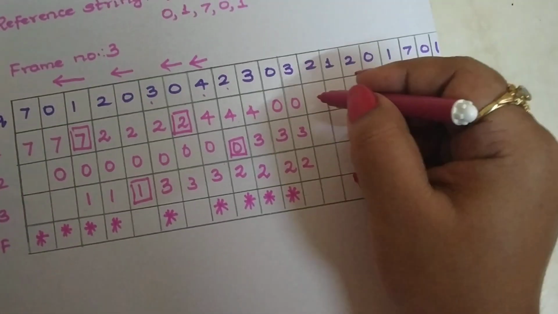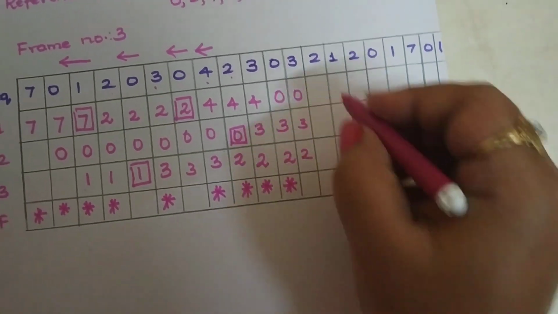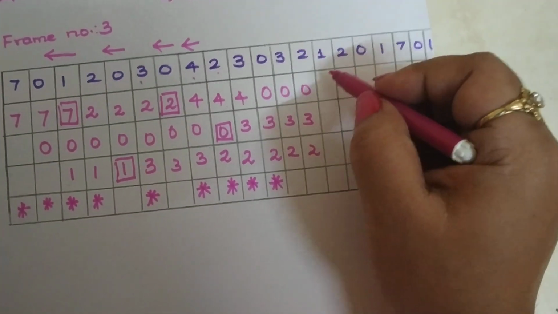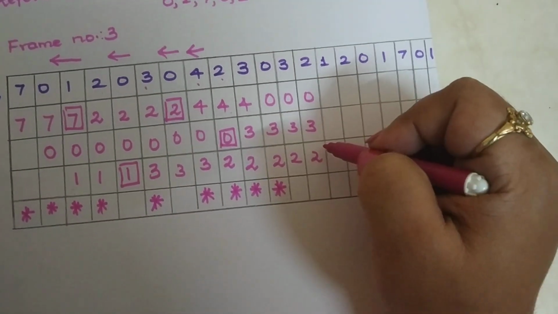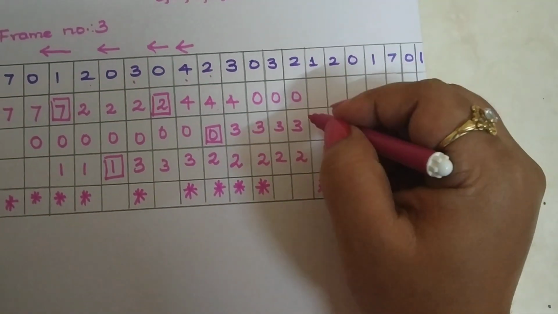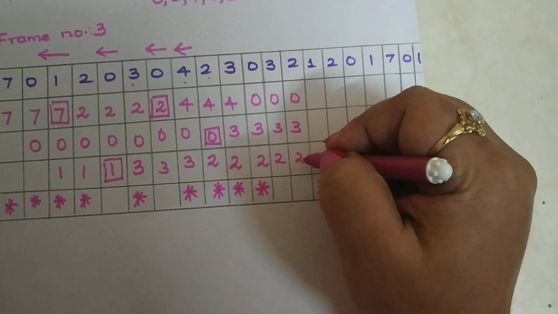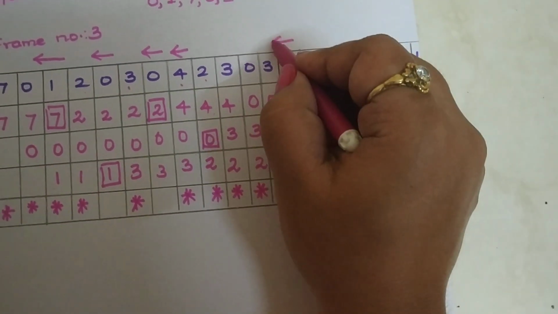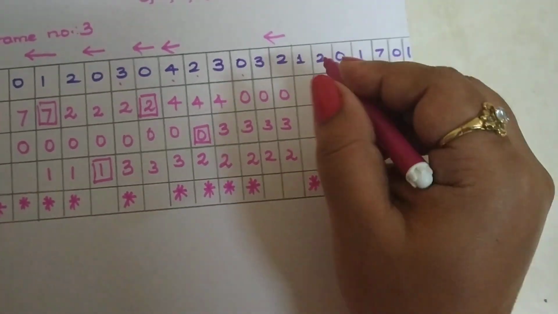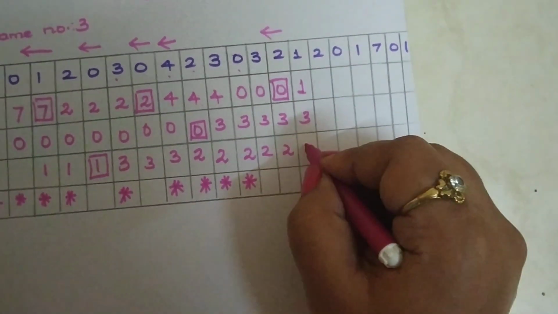Then comes 2. Is 2 in the frames? Yes. So that is not a page fault again. It is a hit, so we will write as it is. Then comes 1. Are the contents of 1 there in the frames? No. Then that is a page fault. So write here page fault. Now which page to replace in the frames? Out of this 0, 3, 2, which is least recently used? So check here. 0. So 0 will be replaced by 1. So 1, 3 and 2.